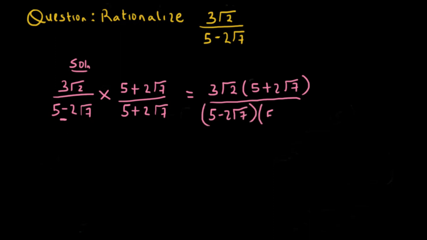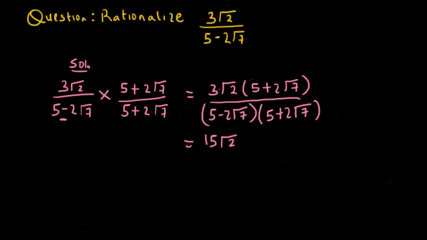Then we have 5 plus 2 root 7. I hope you understand. Now let's open the bracket of the numerator. So we have 3 root 2 times 5. So it's like 3 times 5 is 15. So we have 15 root 2.